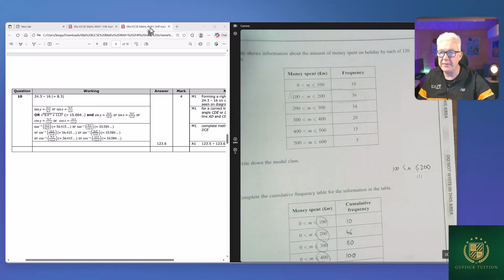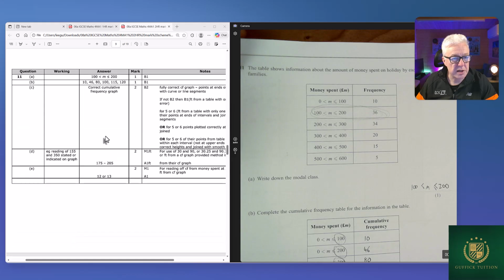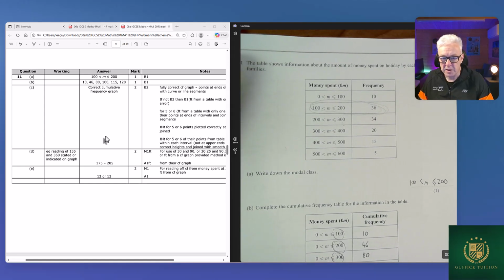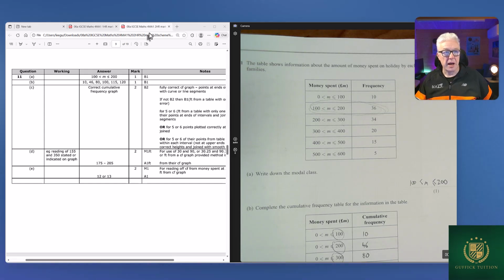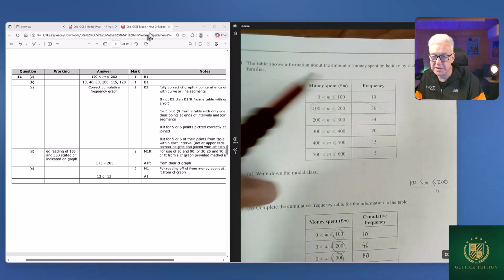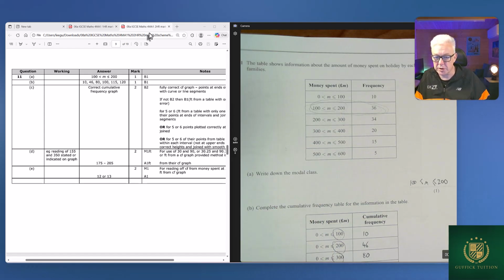Right, question 11. The table, let's get to the answers for question 11, just so you can see it for your reference. The table shows information about the amount of money spent on holiday each year by 120 families. Write down the modal class. Now, modal means most. So we're looking for the class with the highest frequency. And the class with the highest frequency is going to be this one here, where we have 36. So therefore, that is our modal class, 100 to 200.